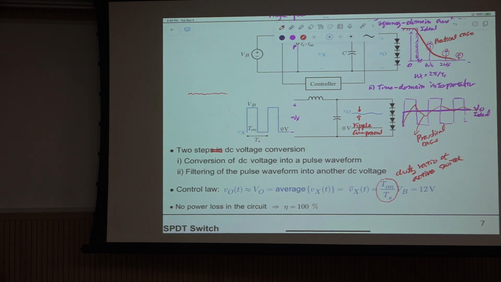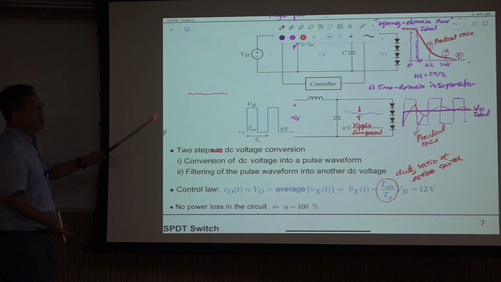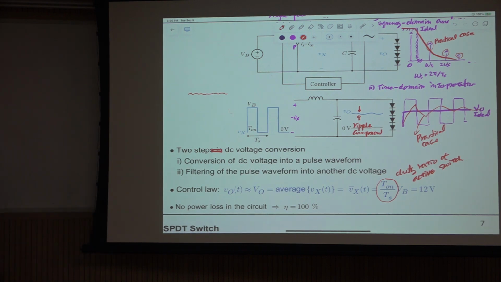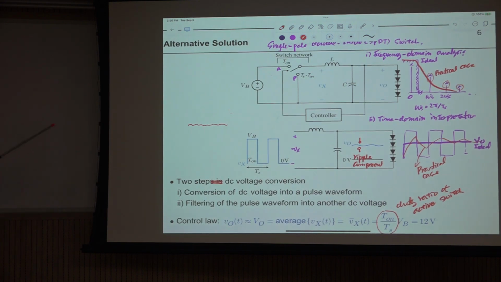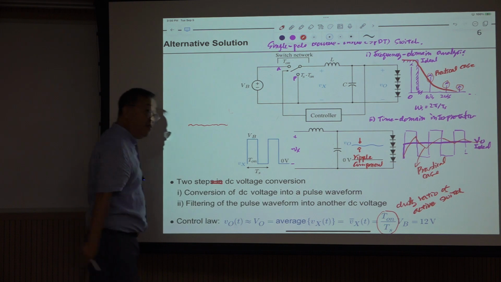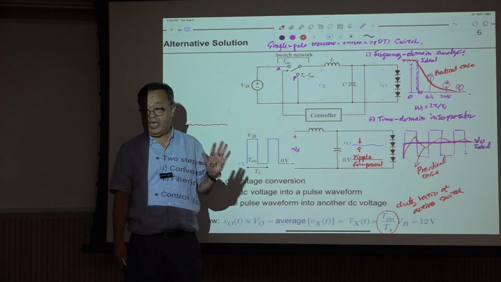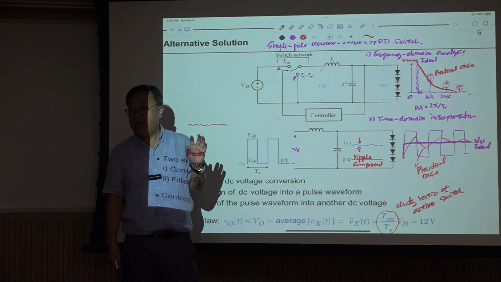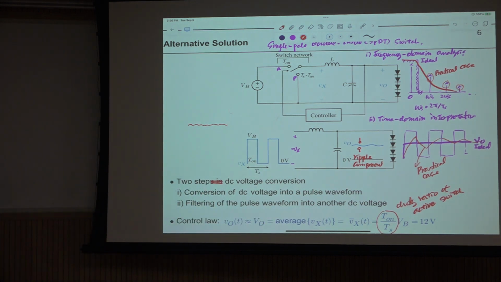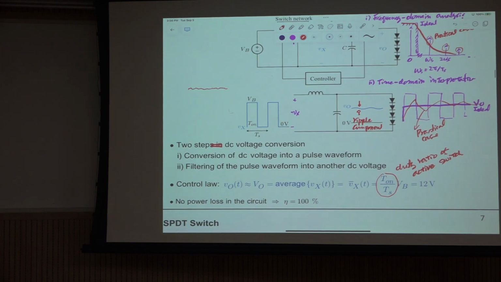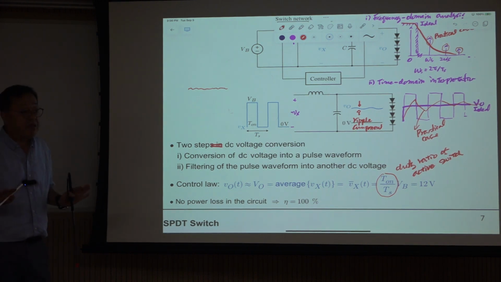Then there is no power loss. Okay? So in here, there is no power loss, because if the SPDT switch is ideal, there is no power loss. And these reactive components, if they are ideal, do not take any power. So in theory, the efficiency is 100%. Then all the problems associated with power loss, heat generation, and the requirement of a heat sink and some fans are gone. All right.